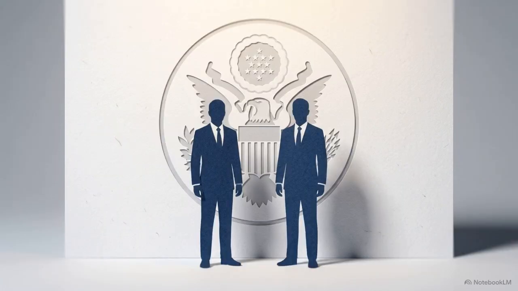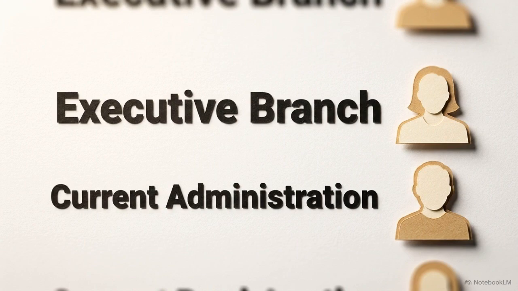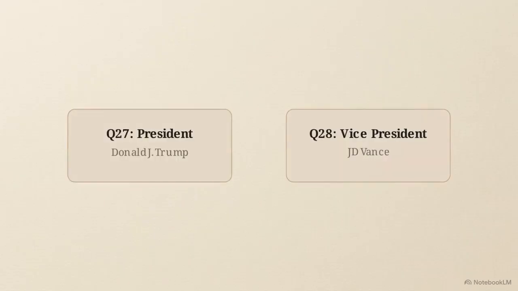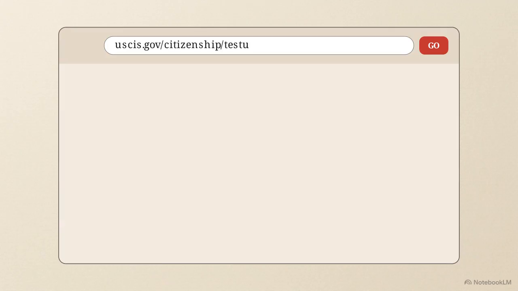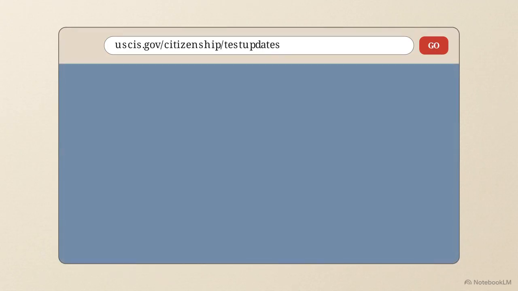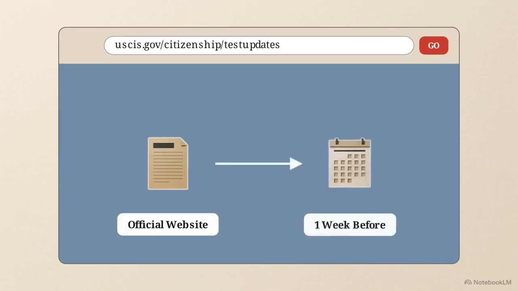Questions 27 and 28 ask for the names of the current president and vice president. As of January 2025, the president is Donald J. Trump and vice president is J.D. Vance. Because these names change with every election, you must verify the current office holders on the official USCIS website. Make it a habit to check the site 1 week before your actual interview.